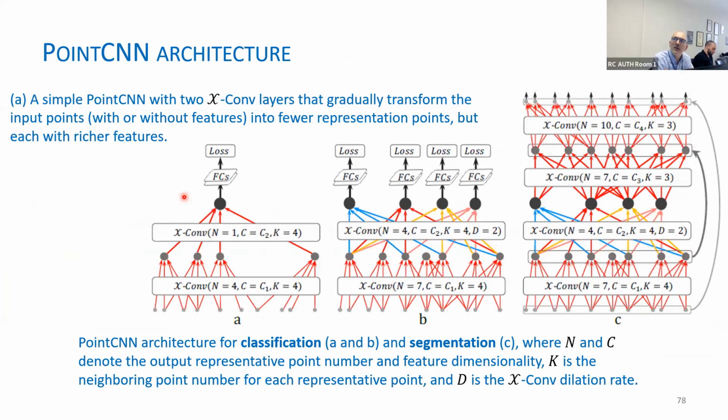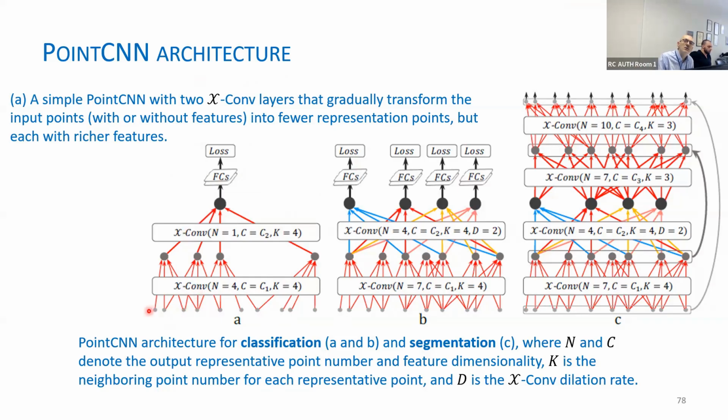So, going to the conclusion of this first part of the tutorial, here you can see some additional figures that try to show the architecture for the two cases of classification and segmentation. Figure 1 is the simplest example of a classification PointCNN.